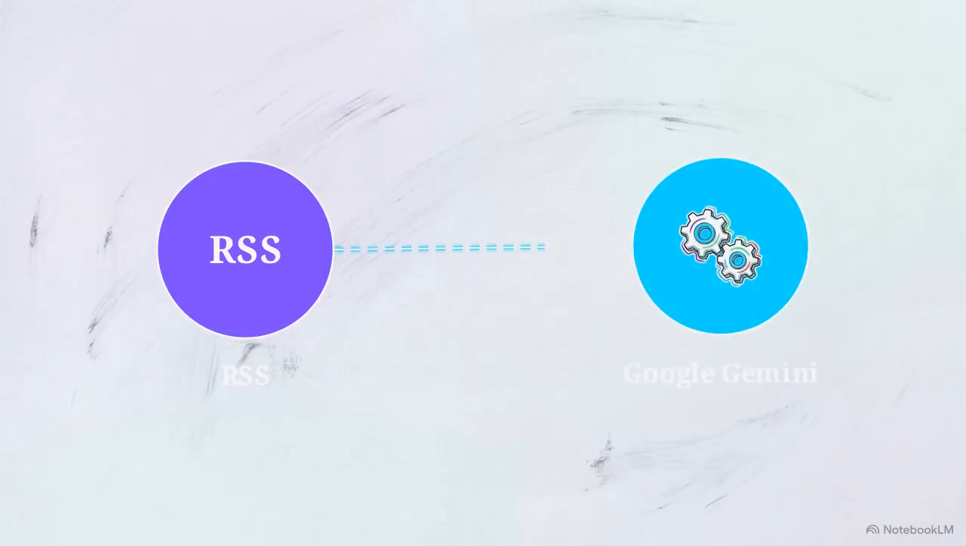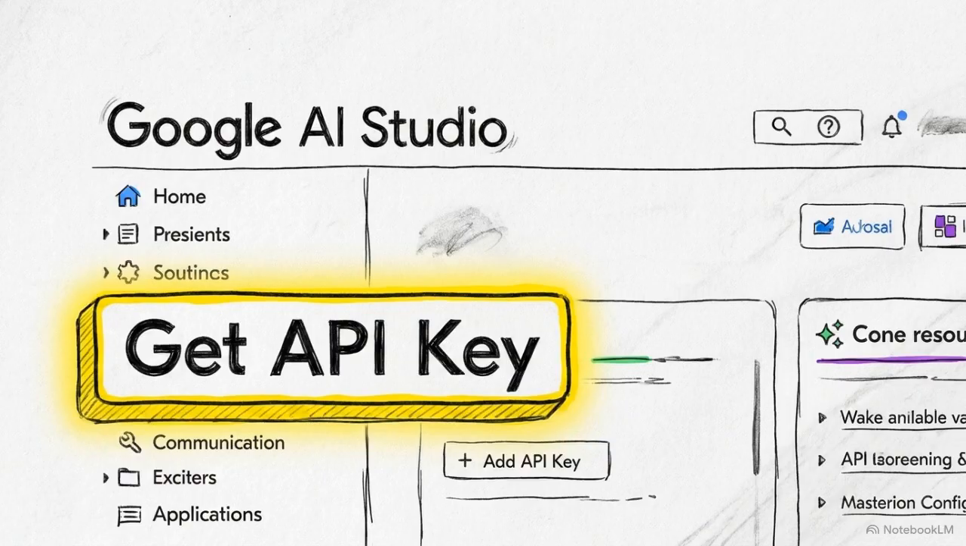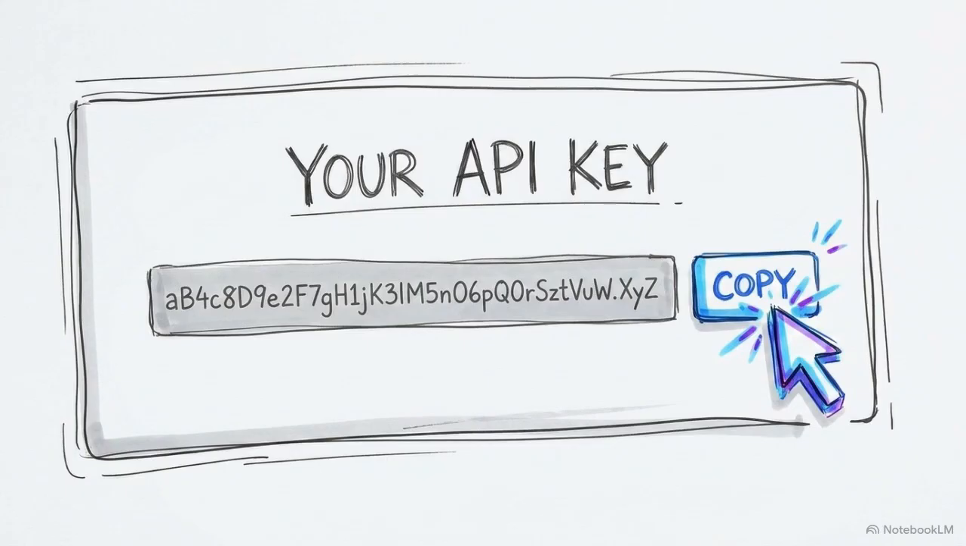Next, we add the Google Gemini module. This acts as the processing engine that actually reads the news we just collected. To give Make permission to use Gemini, look at this interface in Google AI Studio. Locate the Get API Key button highlighted here. Click it and generate a free testing key to paste back into your Make connection settings.